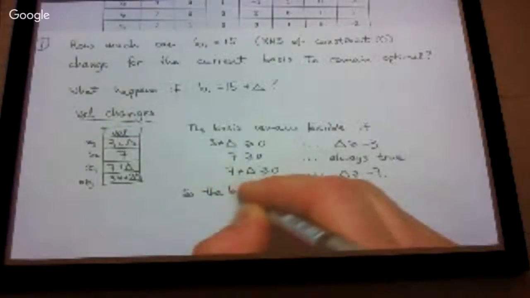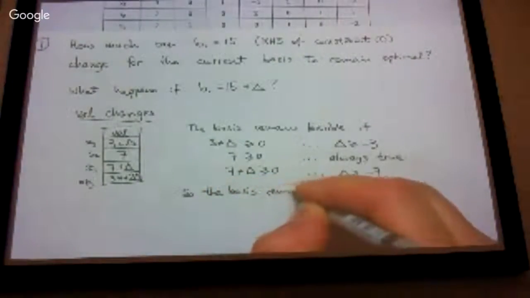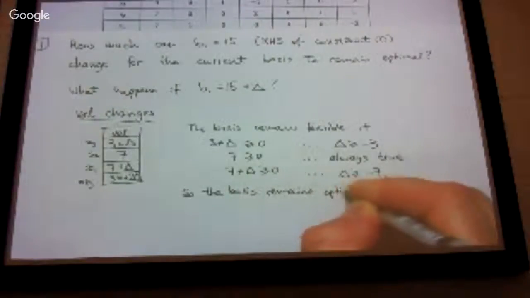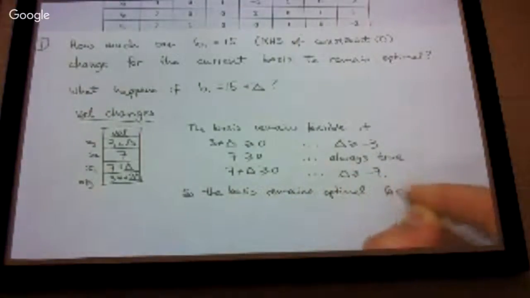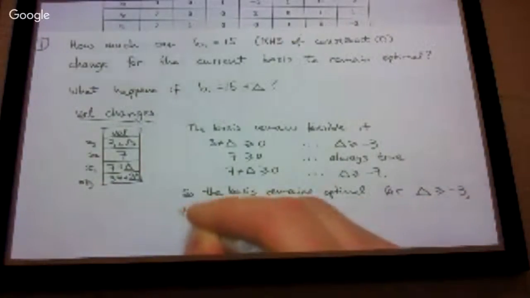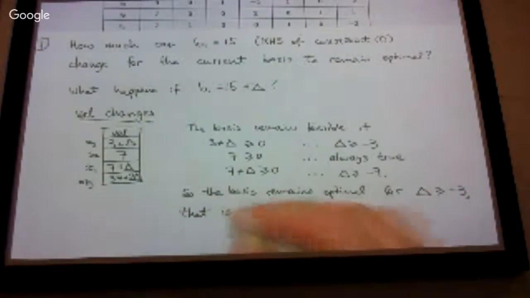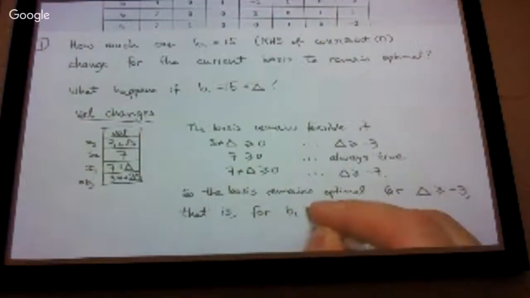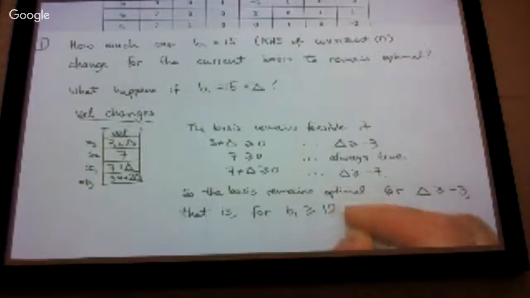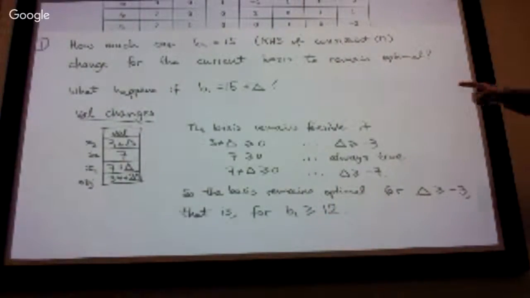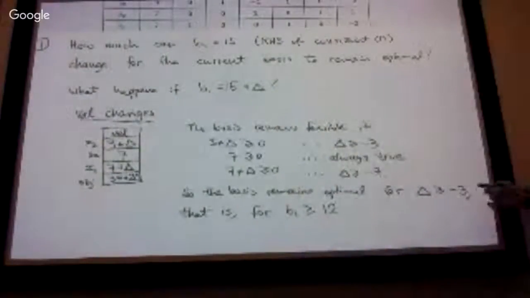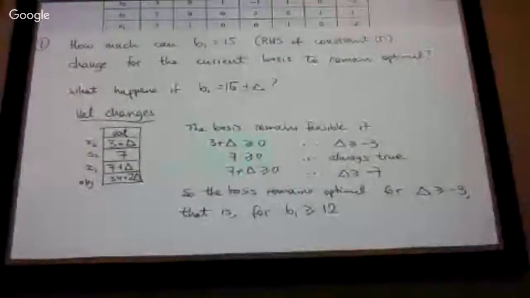So the basis remains optimal for delta greater than or equal to -3. And if we are interested in the right-hand side as well, then this B1 has to be at least 12, because it's 15 plus delta, and the delta is at least -3, so B1 is at least 12.